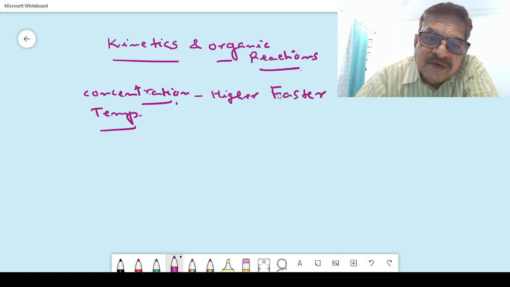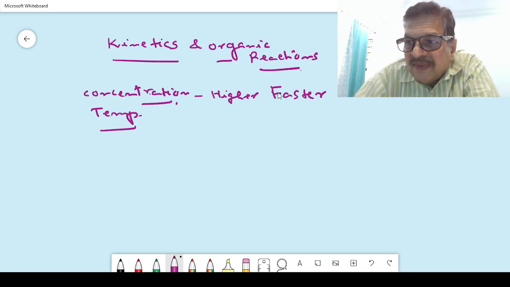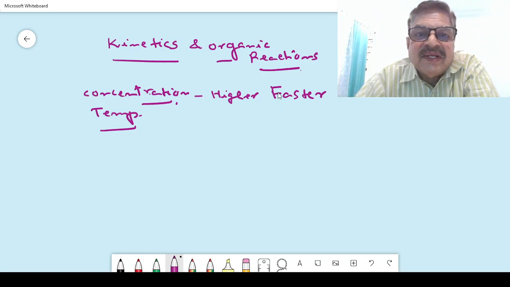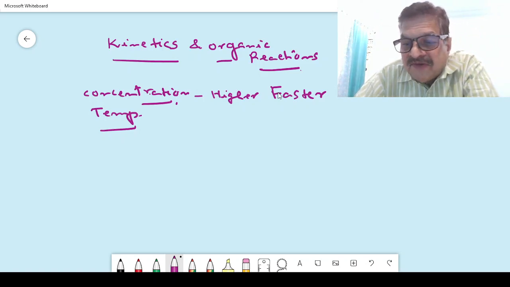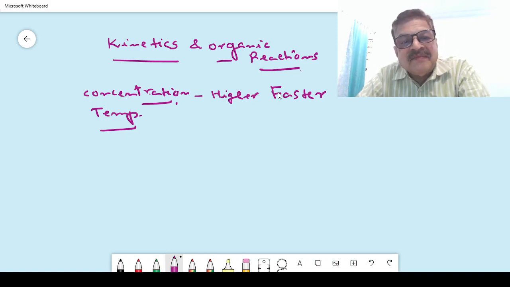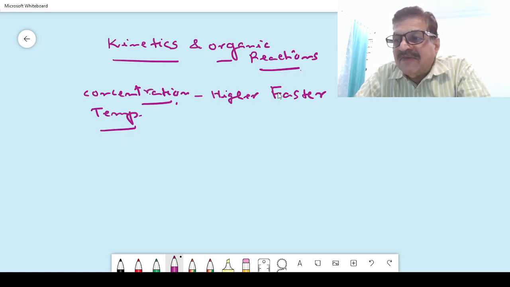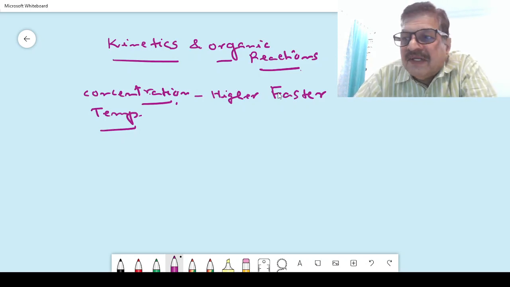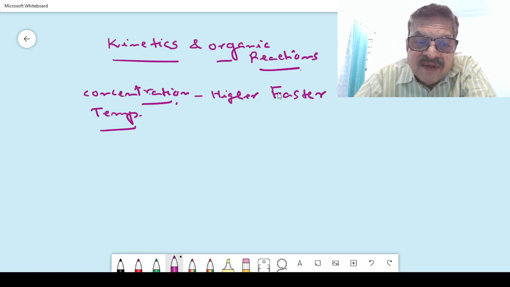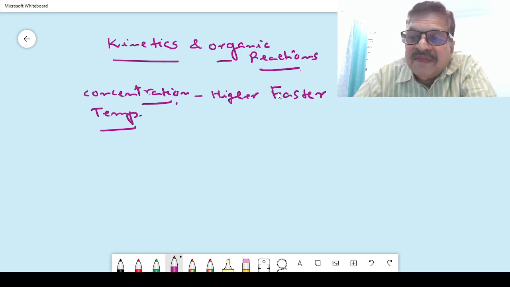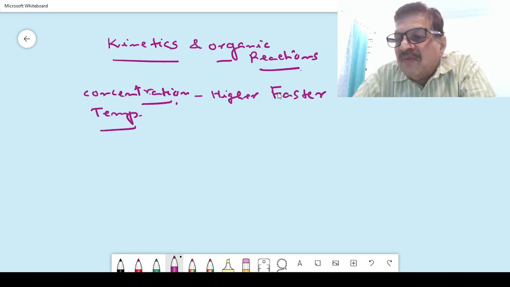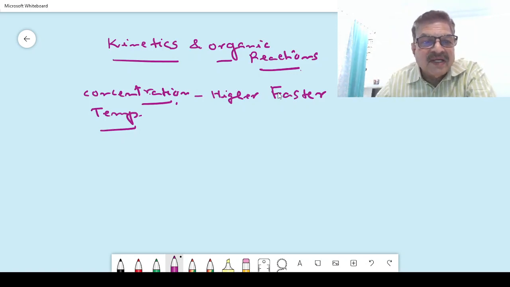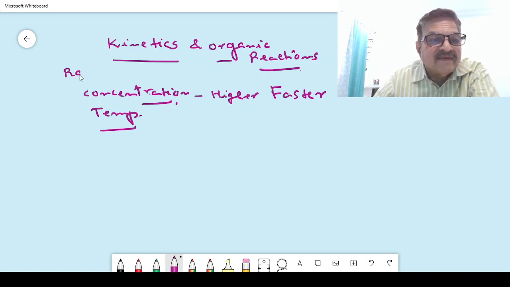Why? Because increasing the concentration increases the number of collisions between the molecules. The reaction takes place by molecular collisions; when the molecules collide with each other, the reaction takes place. So the higher the concentration, the faster the rate of the reaction, because more collisions in turn increase the rate. We are concerned with the rate of the reaction in kinetics.